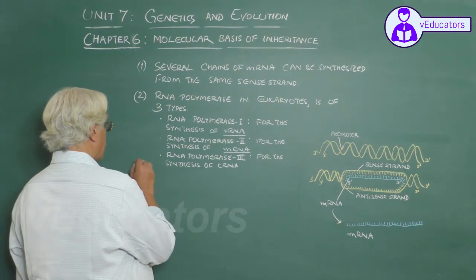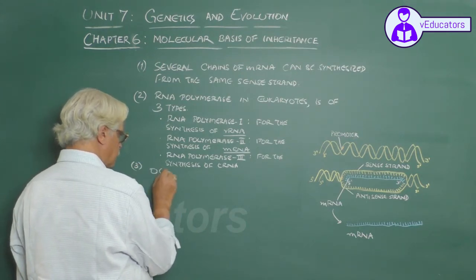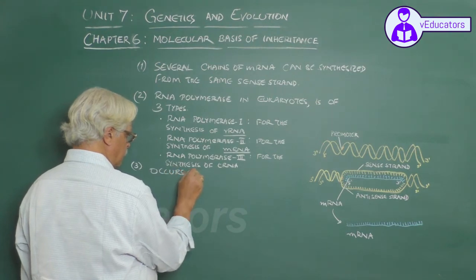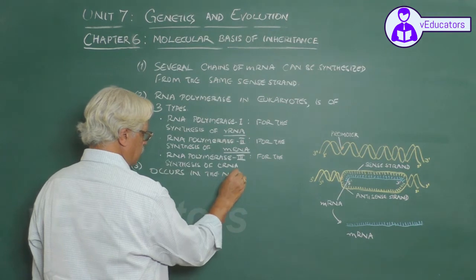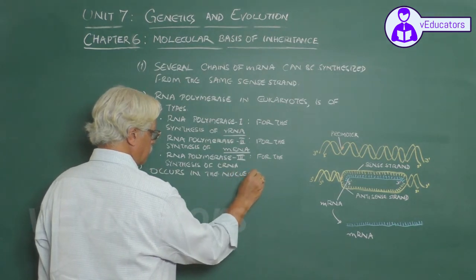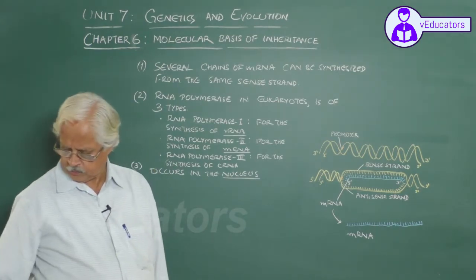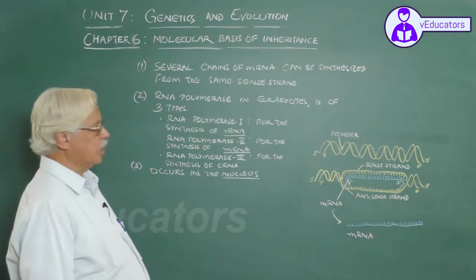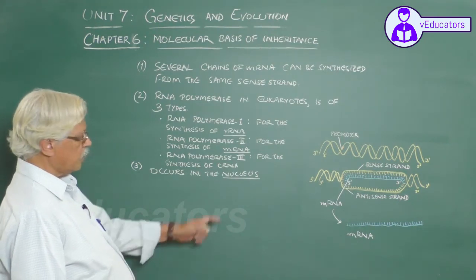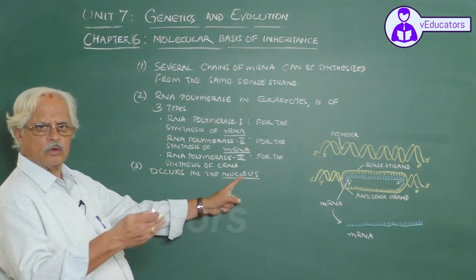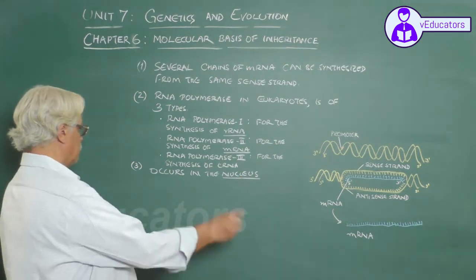Number 3, this entire process of transcription occurs in the nucleus in eukaryote cells, but in prokaryotes no distinction, so everything happens in the cytoplasm.